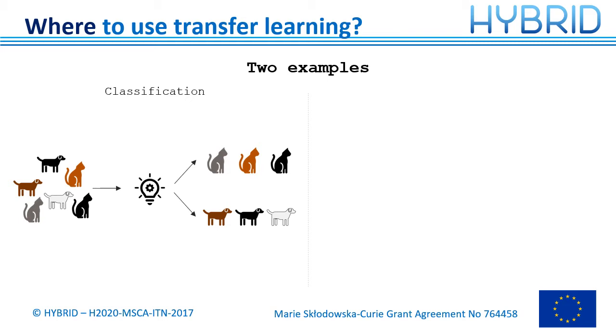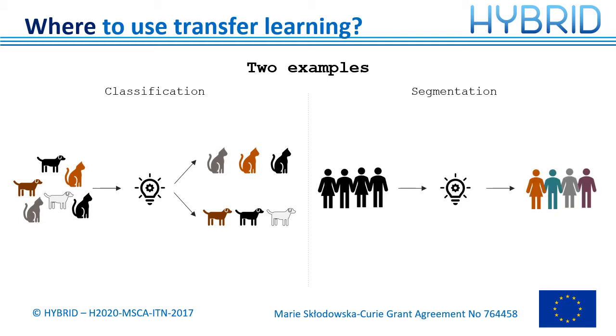The second example is segmentation. If we have four people holding their hands together, we want the model to learn to draw the contour of each of these four persons by recognizing what is one single person.